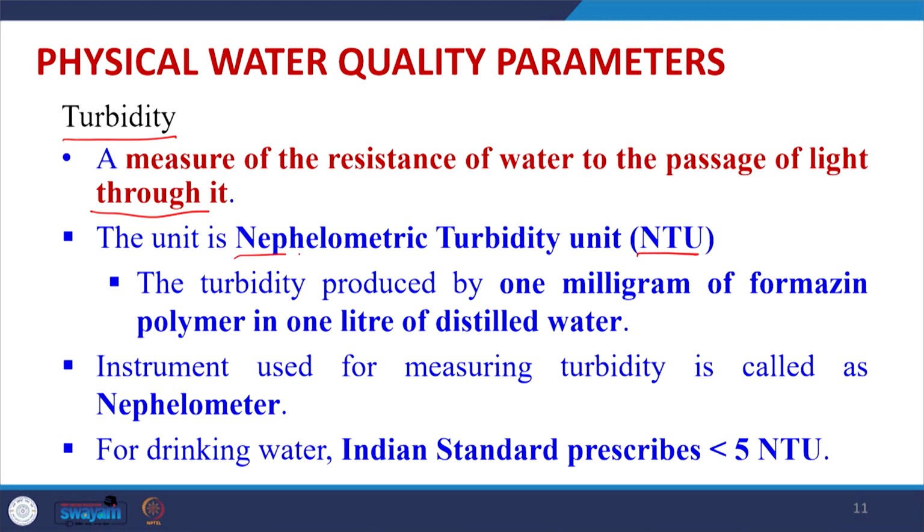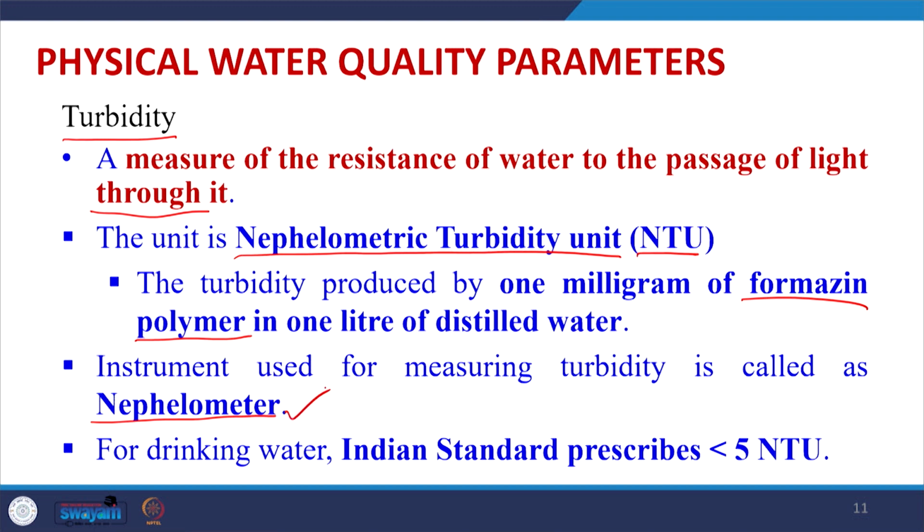NTU means nephelometric turbidity unit, and the turbidity 1 NTU is the amount of the unit which is actually produced by 1 milligram of formazin polymer in 1 liter of distilled water. So, if suppose the formazin is dissolved in 1 liter of distilled water and that sample is measured, and the resistance is measured by a nephelometer, then we can find out the 1 NTU. So, that will be given 1 NTU, and all the turbidity for other water samples is measured using a nephelometer.